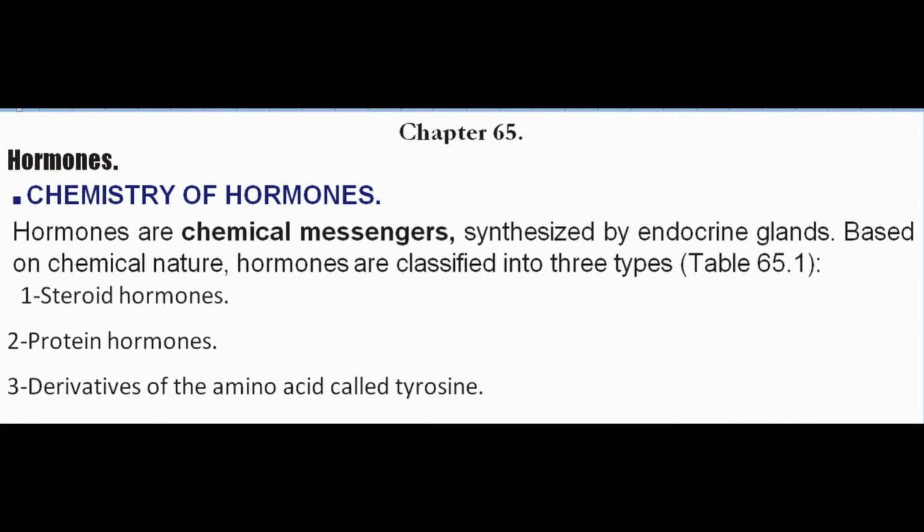Chapter 65. Hormones. Chemistry of hormones. Hormones are chemical messengers synthesized by endocrine glands. Based on chemical nature, hormones are classified into three types: 1. Steroid hormones, 2. Protein hormones, 3. Derivatives of the amino acid called tyrosine.